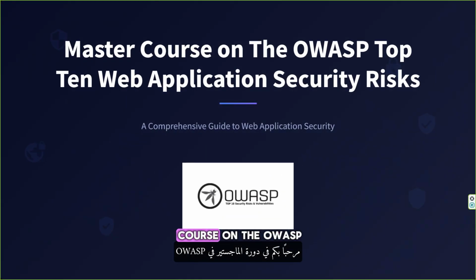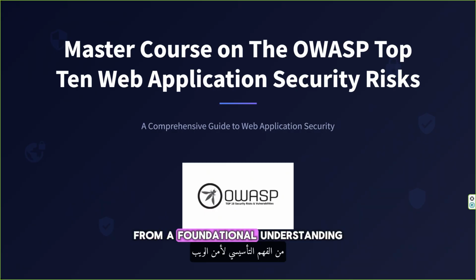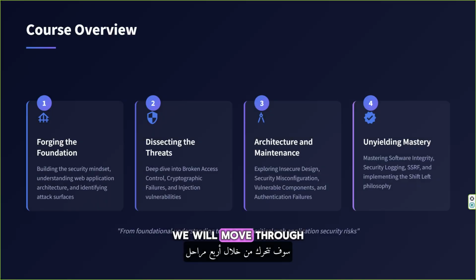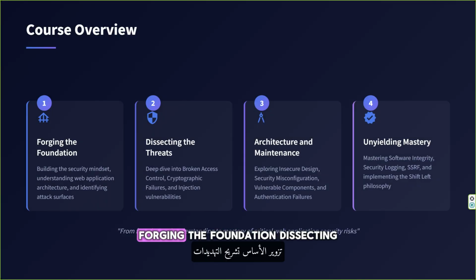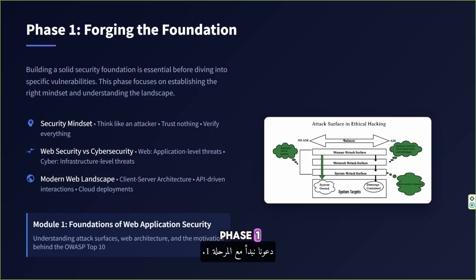Welcome to the master course on the OWASP Top 10 Web Application Security Risks. This is a comprehensive guide designed to take you from a foundational understanding of web security to a mastery of the most critical threats facing modern applications. We will move through 4 phases: forging the foundation, dissecting the threats, architecture and maintenance, and finally, unyielding mastery. Let us begin with Phase 1.